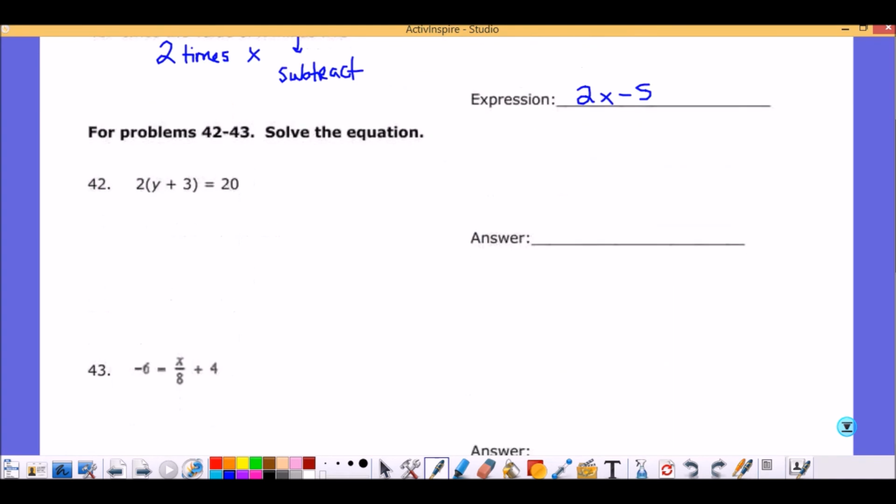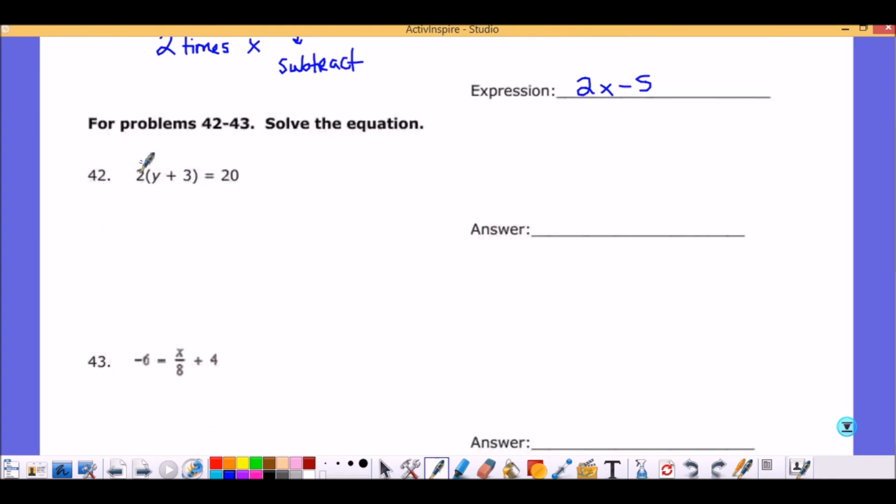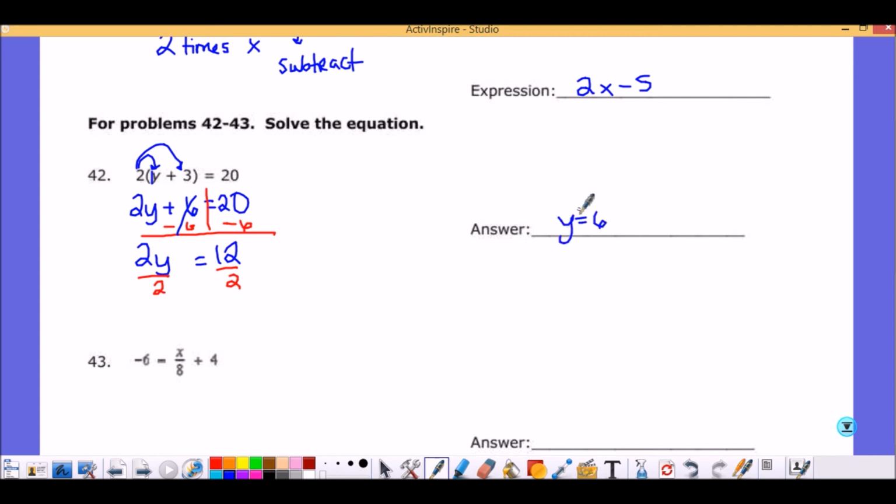Problem number 42 and 43, we're going to solve the equation. All right, so now I'm going to find my invisible 1, and I'm going to multiply, or what we call distribute. So I have 2y plus 6 equals 20. All right, tell me what two numbers don't have y's. That's right, 6 and 20. So now I'm going to subtract 6 from both sides. So now I have 2y equals 12. And now what do I do to solve for y? That's right, I'm going to divide both sides by 2. So my answer is y equals 6.